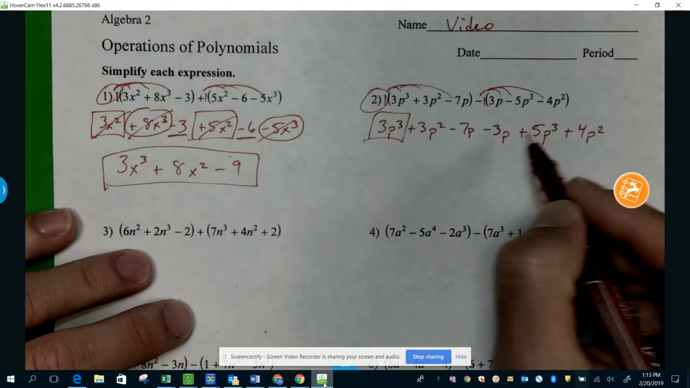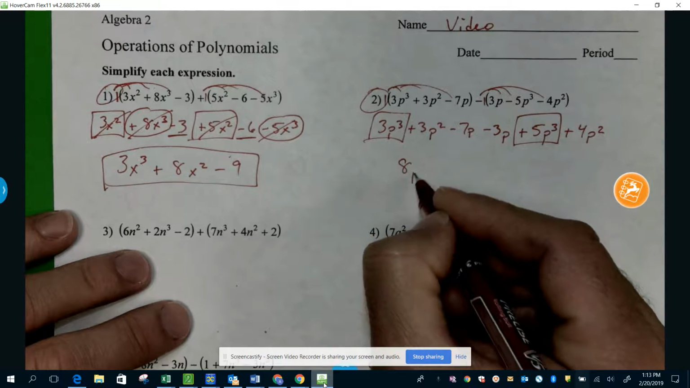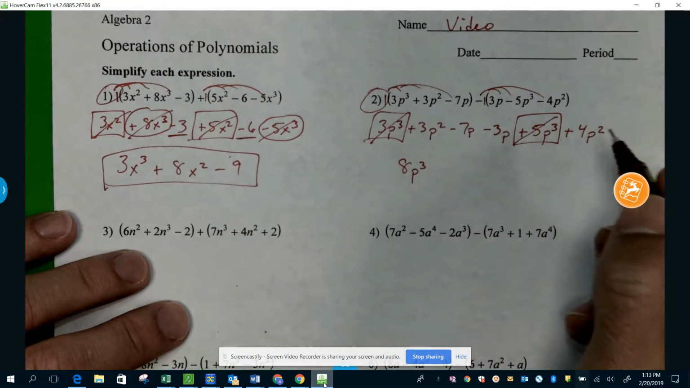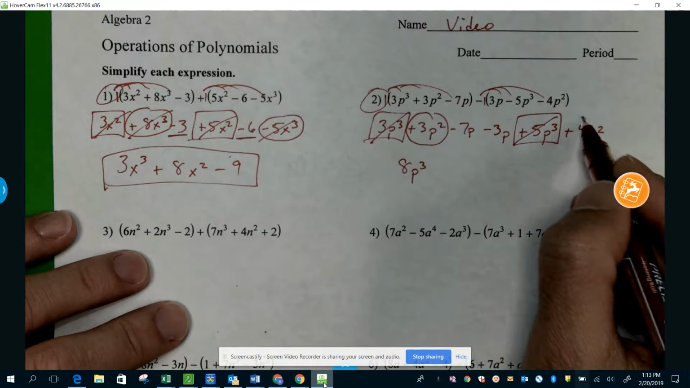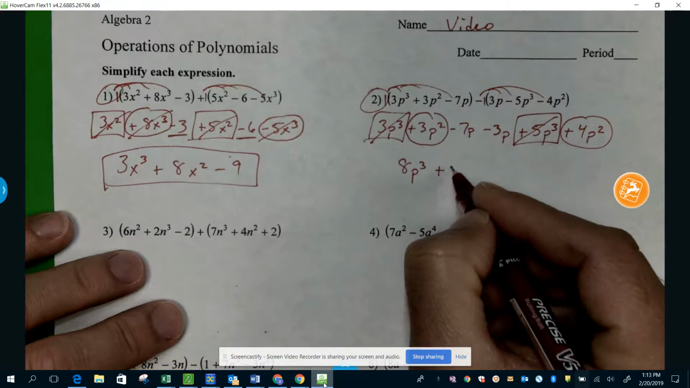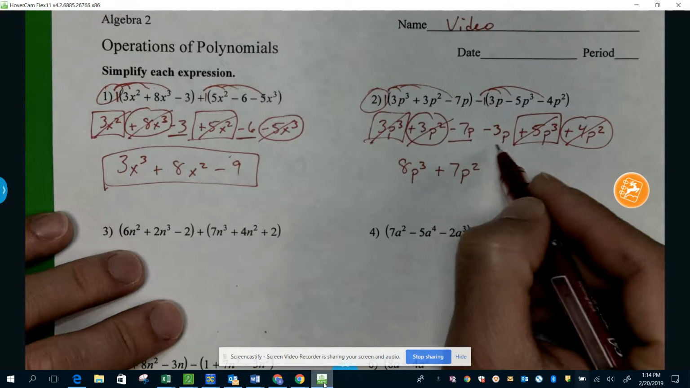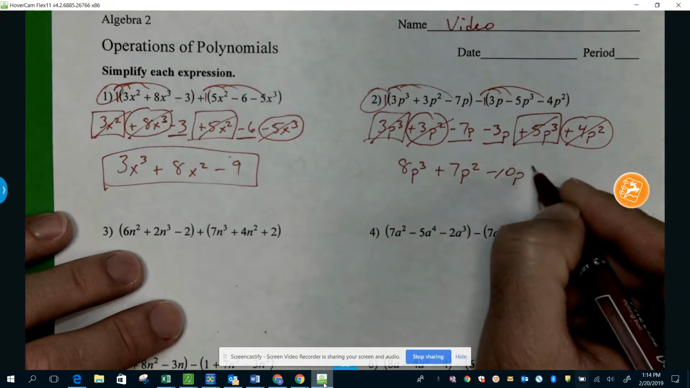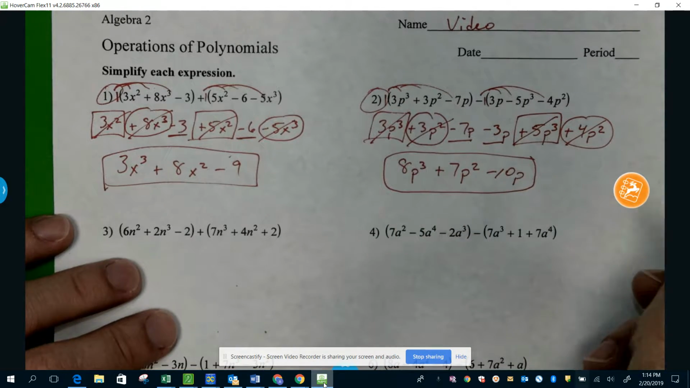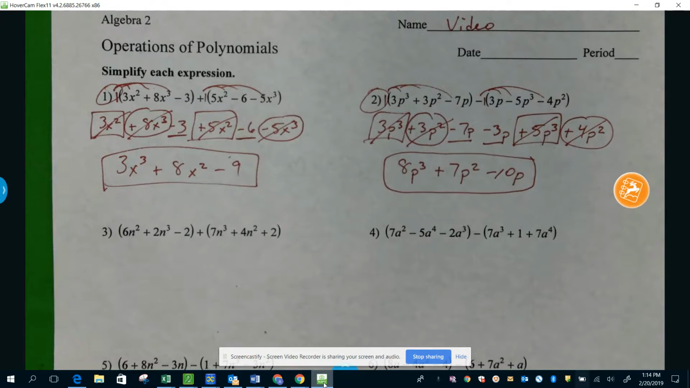So again, your like terms, highest exponents first. 3p cubed plus 5p cubed, that's 8p cubed. Done with those. 3p squared plus 4p squared, that's positive 7p squared. Done with those. Negative 7p minus 3 more, negative 10p. Done with those. All it is is combining like terms. So I want you to get rid of your parentheses first before you start combining your like terms.